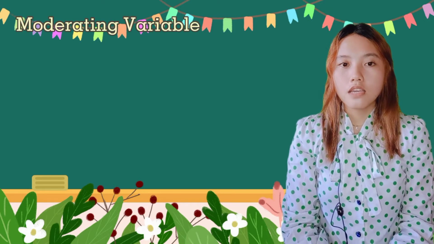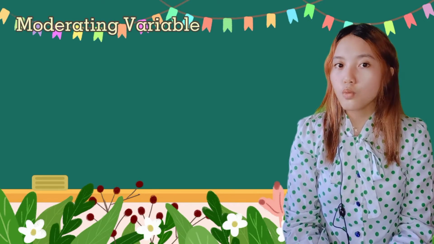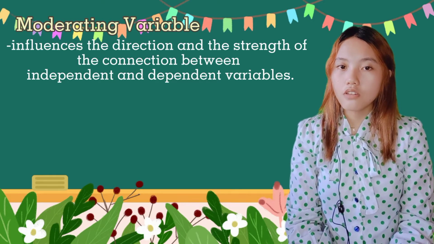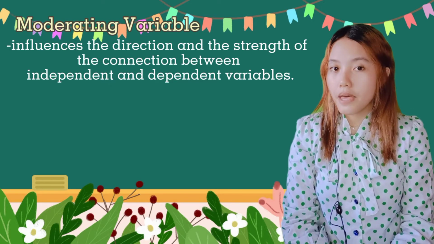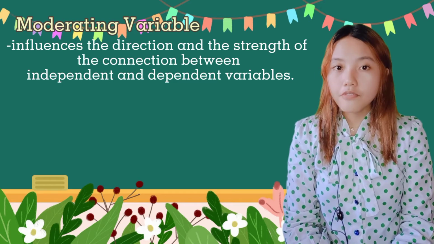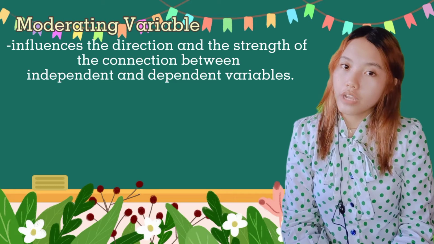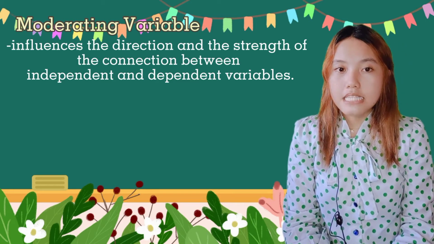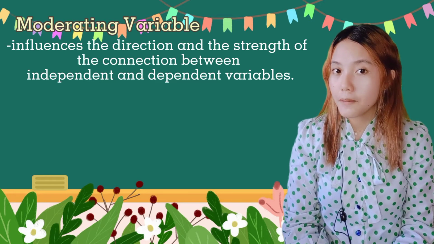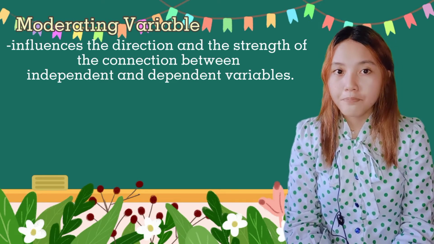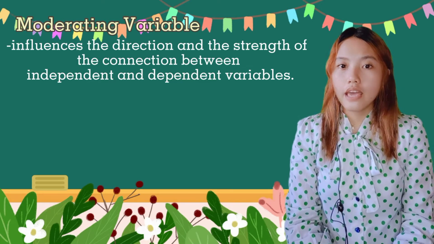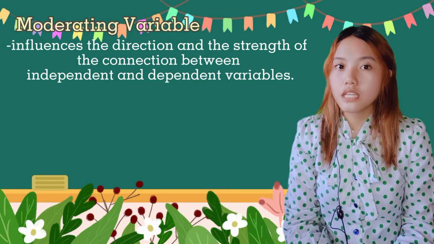Moderating variable is an independent variable which influences the direction and the strength of the connection between independent and dependent variables. The independent variable interacts with the moderator variable, which makes the relationship of the independent and dependent variable stronger or weaker. It alters the effect that an independent variable has on a dependent variable based on its value.